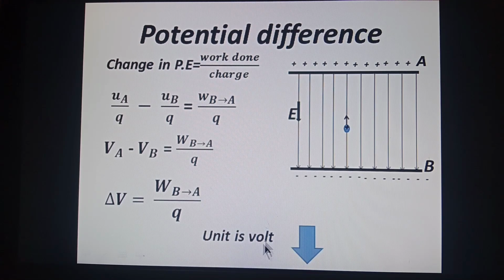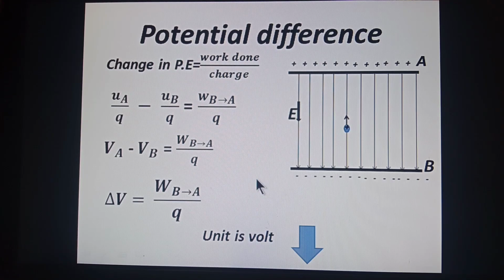Again, the unit of potential difference is joule per coulomb, or volt. Potential difference between 2 points will be 1 volt if 1 joule of work is required to move a 1 coulomb charge against the field between these 2 points.